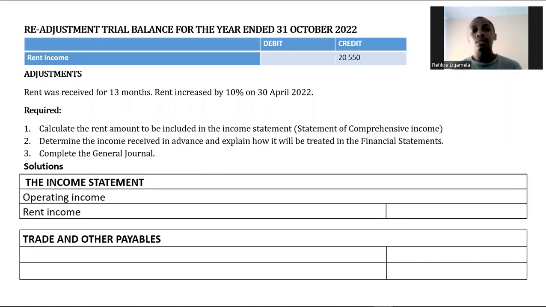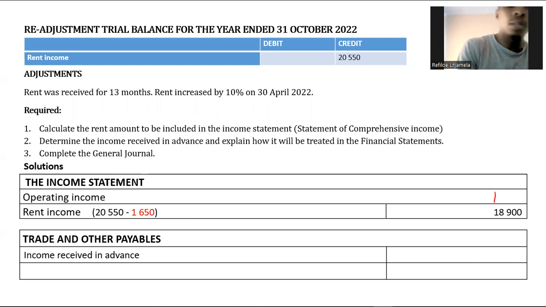Now, recording this in the financial statements, for rent income, we're going to take the rent income that is given to you in the trial balance and minus that 1,650 that falls outside the financial year, and this will give you 18,900. Please note that your operating income will just be 18,900. That is because it is the only value we have as rent.